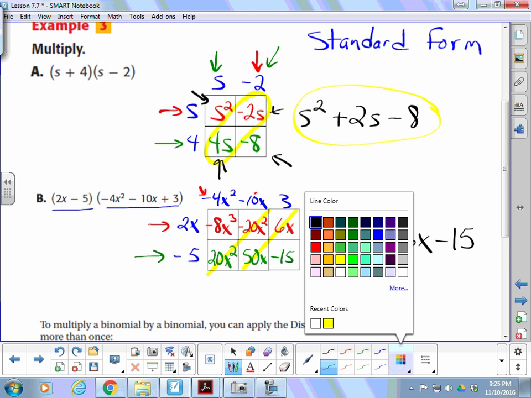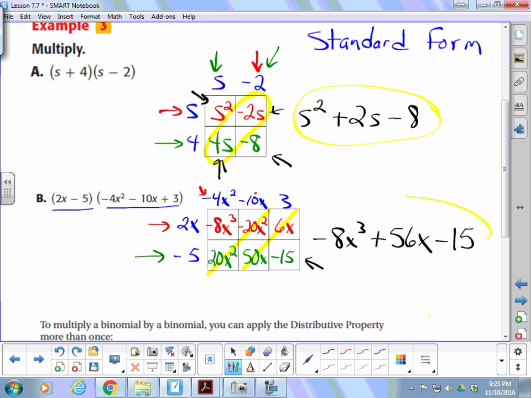So when you use the table method, make sure that it's in standard form. Put your rows and your columns, multiply each row by each column heading, and then your like terms will be on the diagonals to where you can put them together. Okay? So that's the method using the table method.